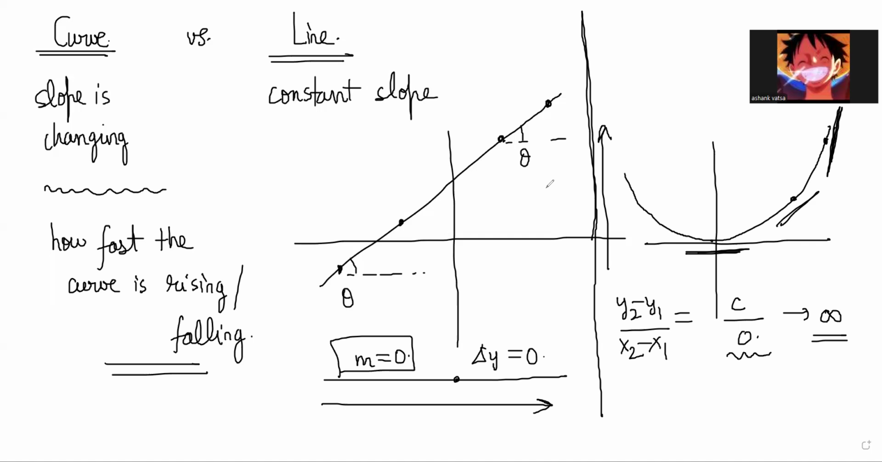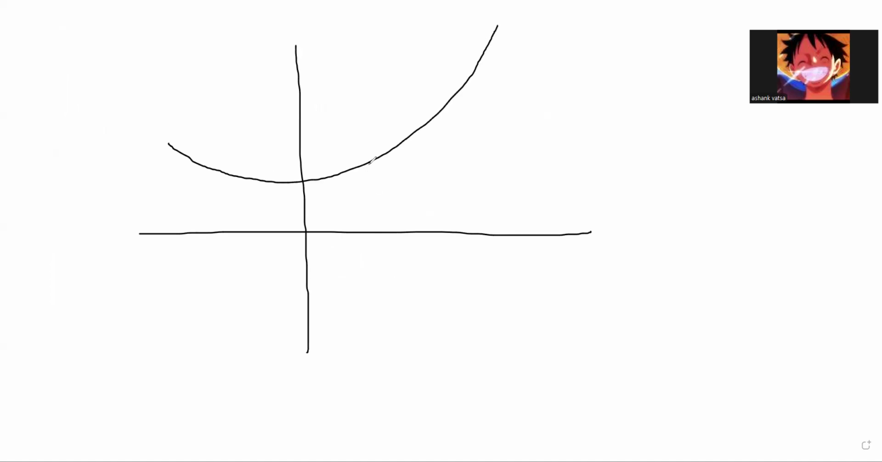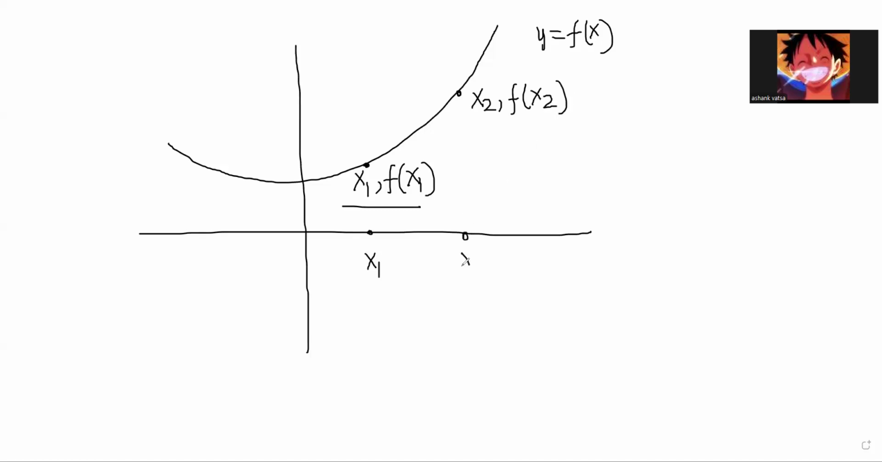So now, let's analyze a curve like this, and we will think about 2 points on the curve. Let's say the curve is y is equal to f of x. This point will be x1, so the output will be x1 comma f of x1, right? And this point is x2 comma f of x2, right?